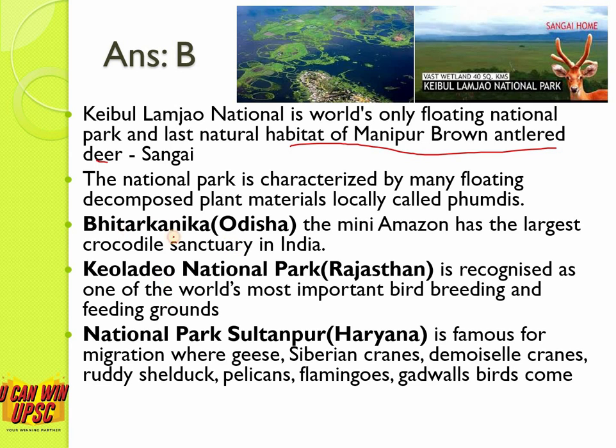The facts are very amazing. Bhitarkanika, the mini Amazon, has the largest crocodile sanctuary in India. And Keoladeo is one of the most important bird breeding and feeding grounds. Sultanpur National Park in Haryana is also famous for migratory species of birds where geese, Siberian cranes, all those come.